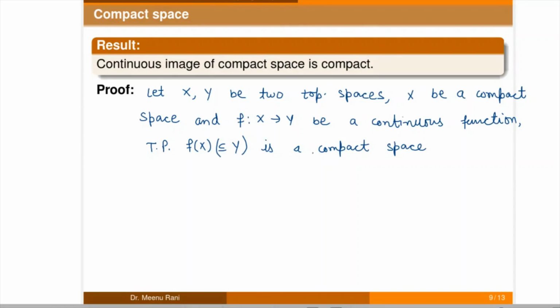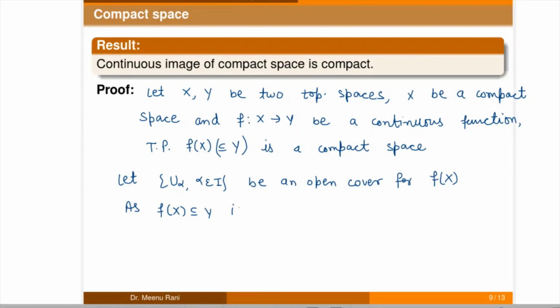So to prove that f of x is a compact space, we take an open cover for f of x. So we need to prove that that open cover reduces to a finite subcover. So let u alpha be an open cover for f of x, as f of x is a subspace of y.